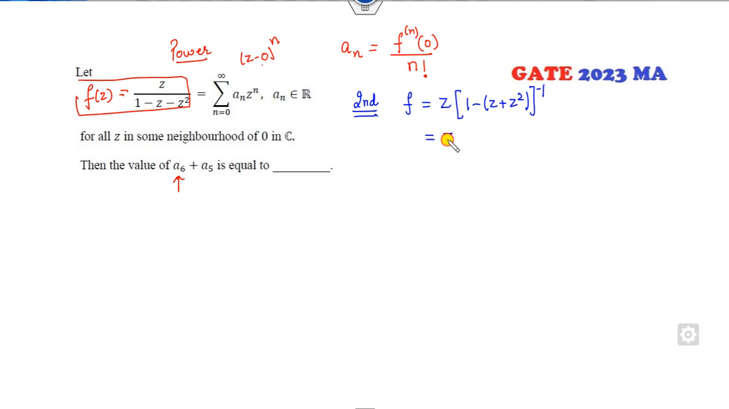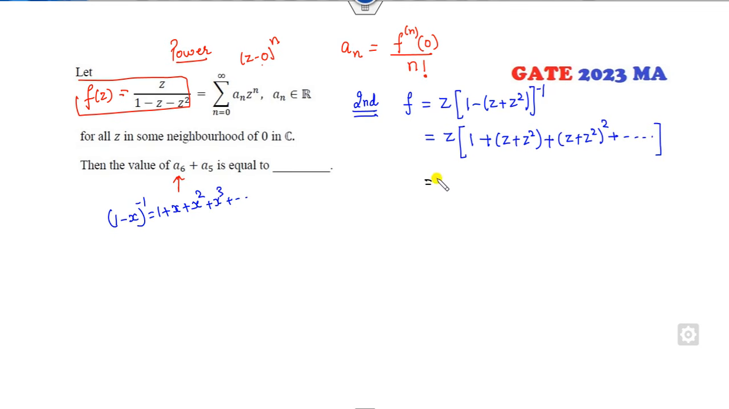How can you open that? This is z over 1 minus z. What is the series of this? It is 1 plus z plus z square plus z cube and so on. Now how can you open this bracket? It's very simple. It's a square, so I can open this as a binomial series.